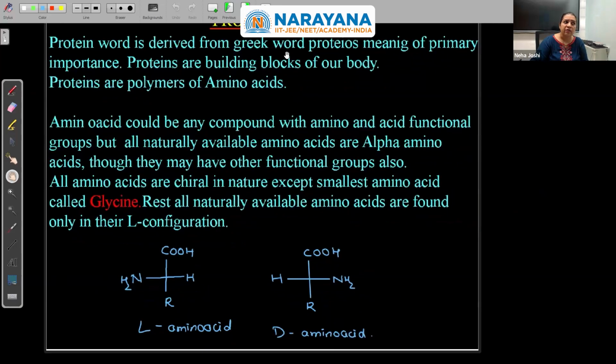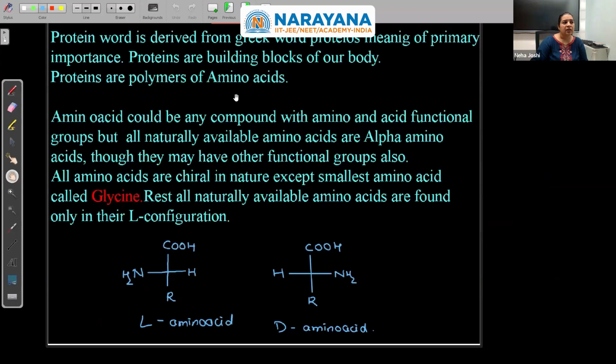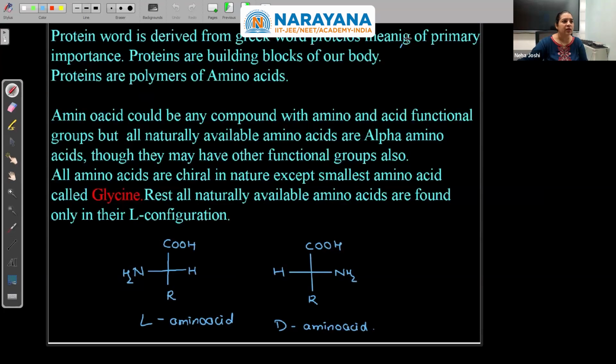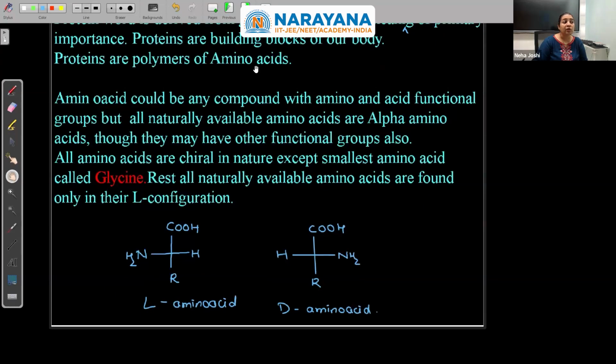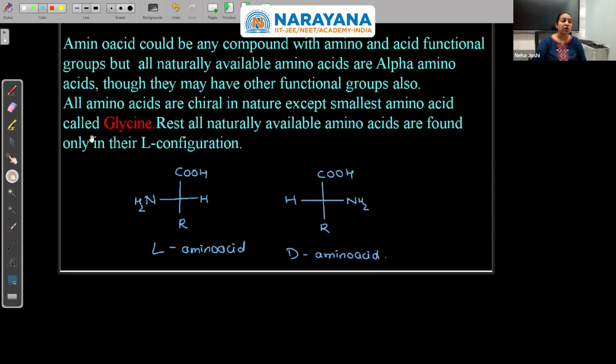The word protein is derived from the Greek word proteos, meaning of primary importance. I think I made a spelling error. Proteins are building blocks of bodies, all this part you know, and they are polymers of amino acids. An amino acid could be any compound with amino and acid functional groups. But all naturally available amino acids are only alpha amino acids, and that too only in L configurations, though they may have other functional groups also.